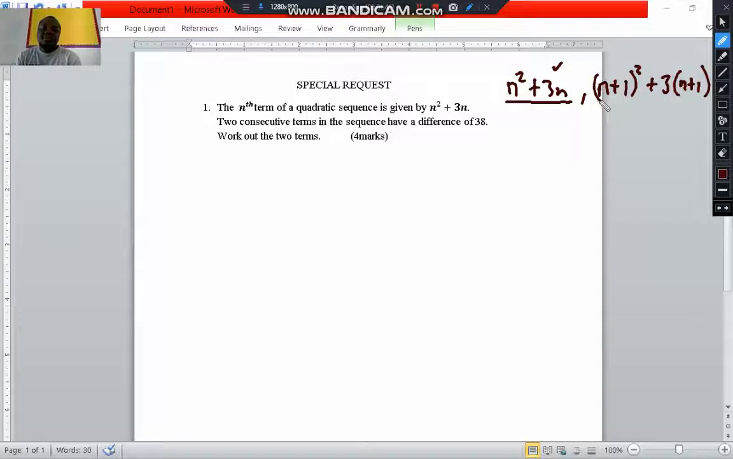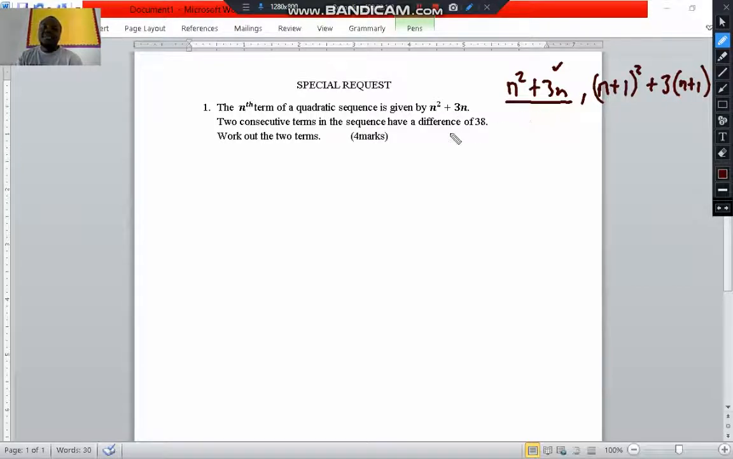It's a very important concept for you to understand. I'm going to say it for the last time. If this term has got the next term that follows it, that term should increase its position, which is n, by 1. So it's going to take up the same form, but it will be n plus 1 because the position is increasing by 1. So these are the two consecutive terms in that sequence.